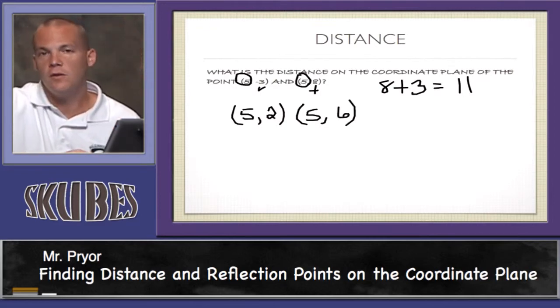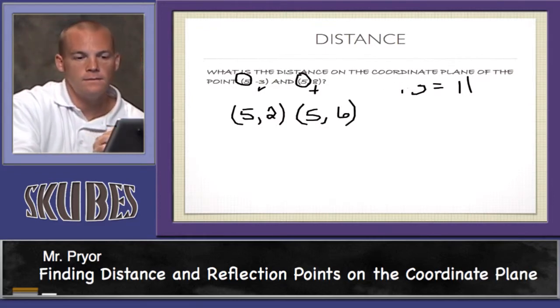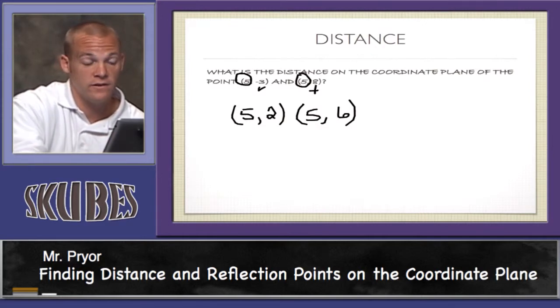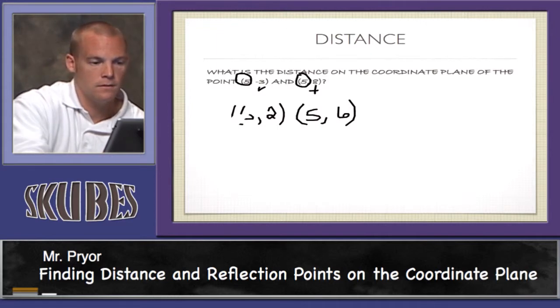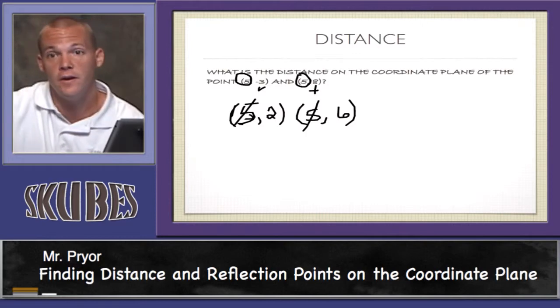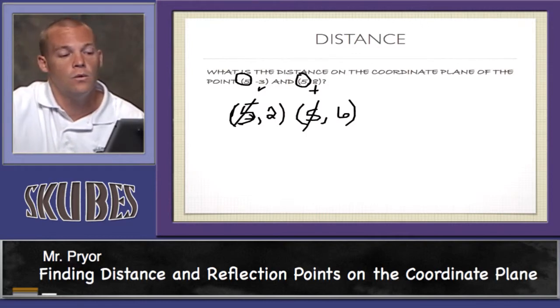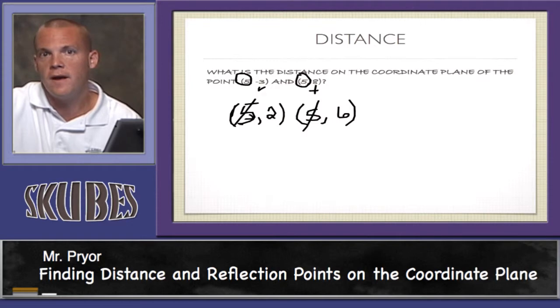What if you have a similar problem like this, and you see now this time the x coordinates are still the same, so we can ignore those. We can ignore the 5s because we're not going to use those. We're always going to use the other numbers that are not alike. What if the signs are the same? In this case, both positive. Well, this time, instead of adding, what you'll actually do is subtract.